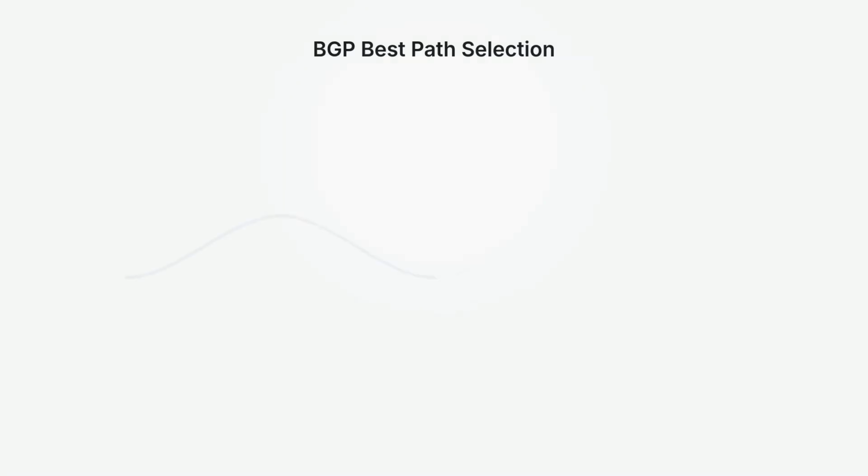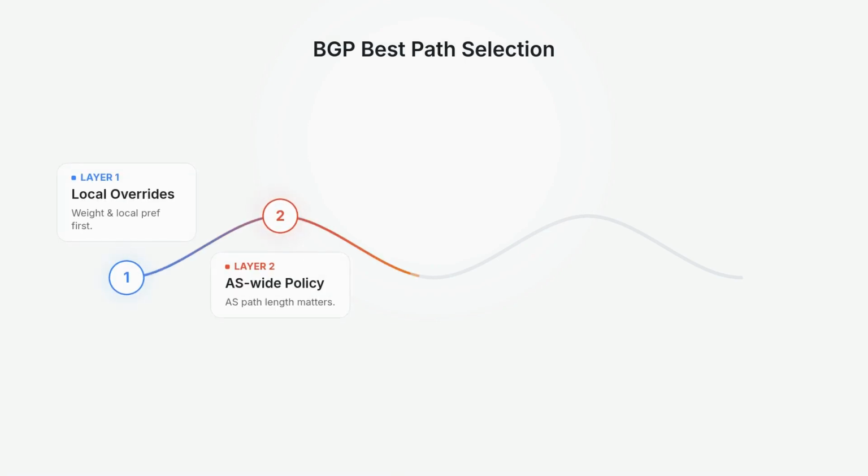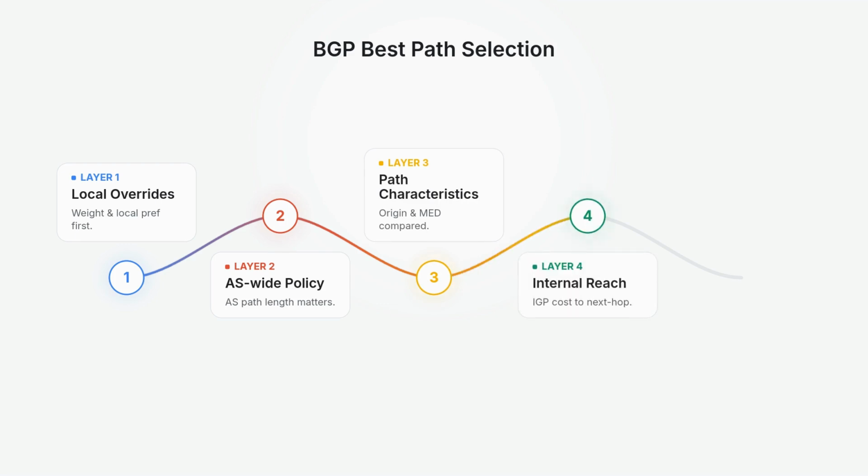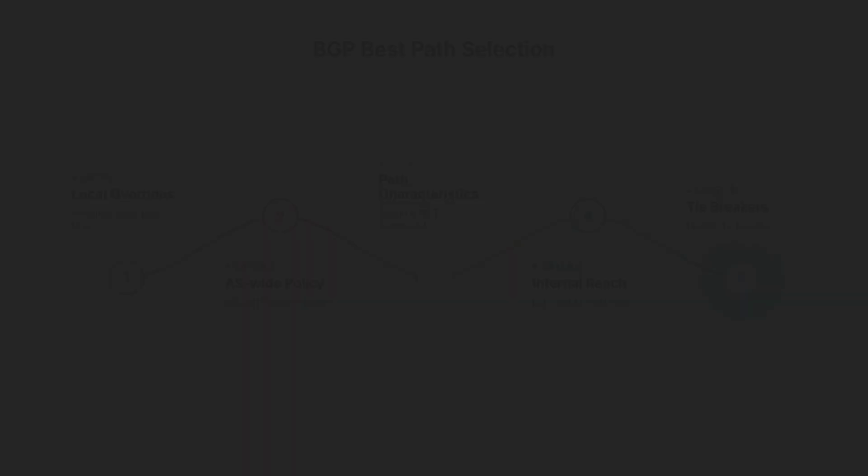A good way to think about best path is in layers. First local overrides, then AS-wide policy, then external path characteristics, then internal reachability, then final tiebreakers. That layered model is more durable than memorizing a chant because when a route wins unexpectedly, you can ask which layer overrode the others instead of starting from zero.